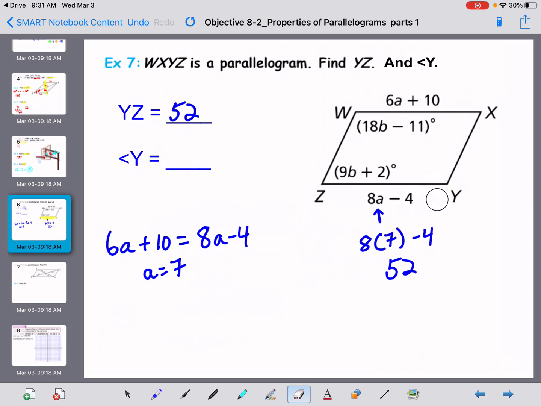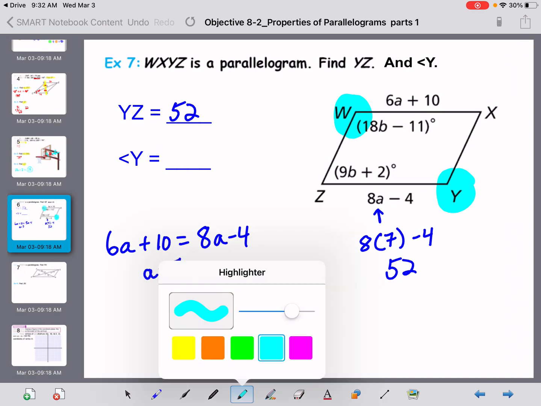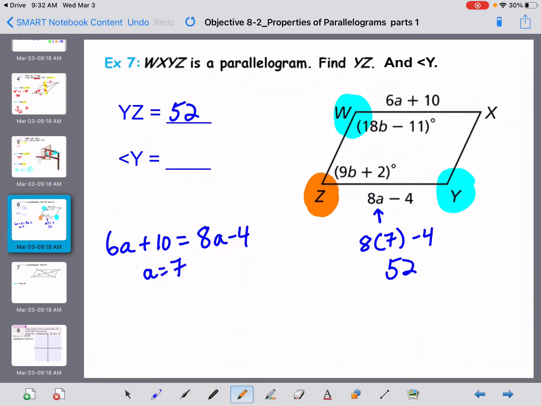Now we're going to do something very similar to find the angles. Okay. So here's angle Y. That's what I've ultimately got to find. I don't have anything with that one. However, from the definition of a parallelogram, I know that Y and W are congruent. If Y and W are congruent, and I have an expression for W, and I've got an expression for Z, what do I know about Z? Well, I know that if I add W and Z, these two angles together, it would equal 180. So I'm going to write an equation.